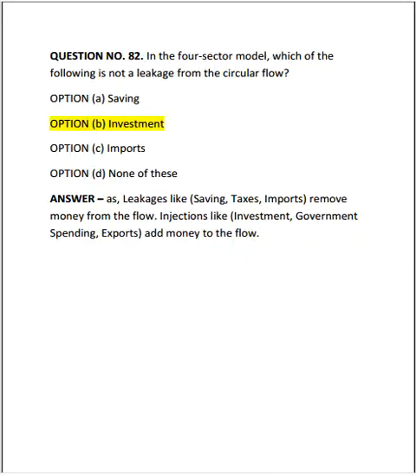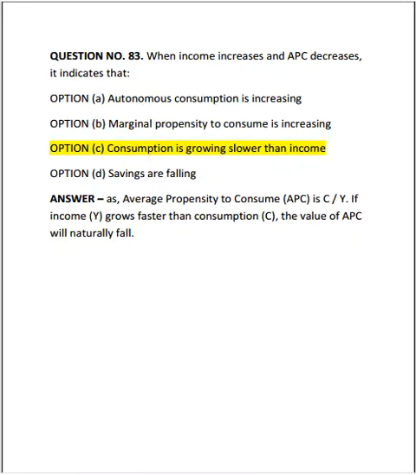Question No. 83. When income increases and APC decreases, it indicates that. Option A. Autonomous consumption is increasing. Option B. Marginal propensity to consume is increasing. Option C. Consumption is growing slower than income. Option D. Savings are falling. Answer. As average propensity to consume APC is C divided by Y. If income Y grows faster than consumption C, the value of APC will naturally fall.